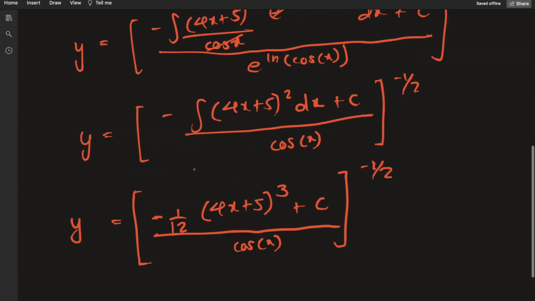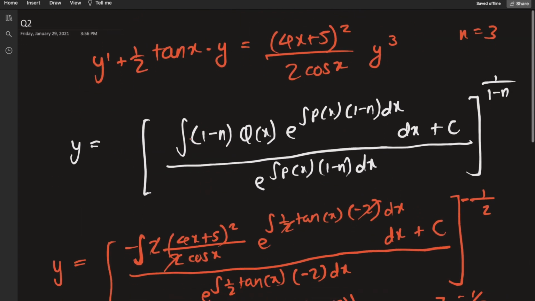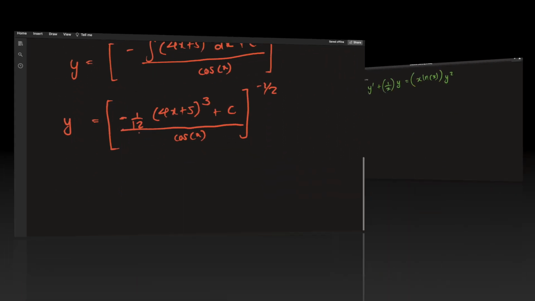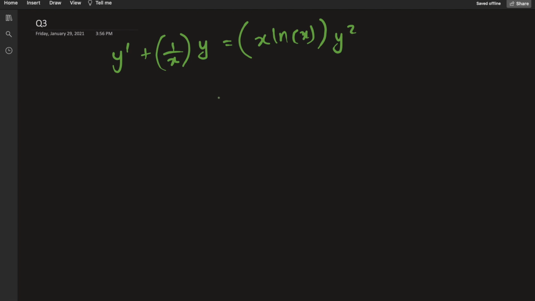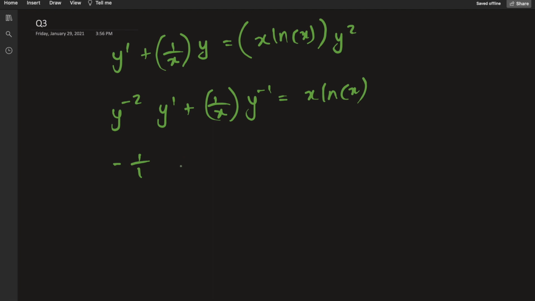Fine. This was using the formula. You could have done this without the formula in the analytic way that I showed you last time in example 1. Okay, so here's the last one. Let's do it in an analytic way. Now notice that this first term is just negative 1 over 1 times the derivative of y raised to negative 1. Keep the second term as it is.